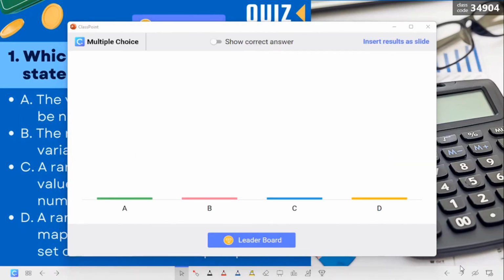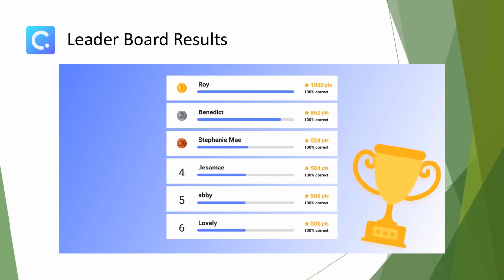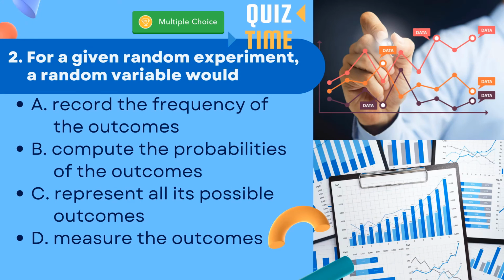Hands up. The correct answer is A. Nakuha niyo ba ang tamang sagot? Congratulations! Let's check the leaderboard. So we have Roy in the first place with 1,000 points. Great! Let's proceed to the next question. Number 2.